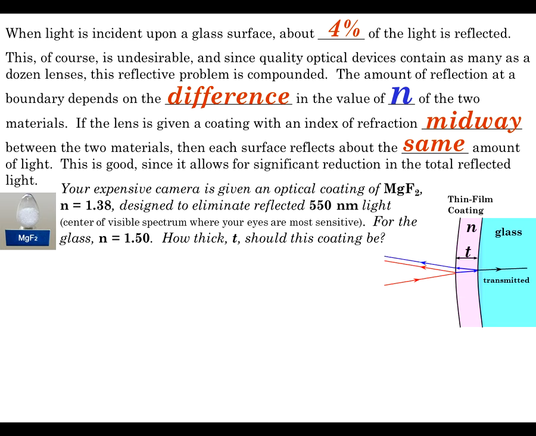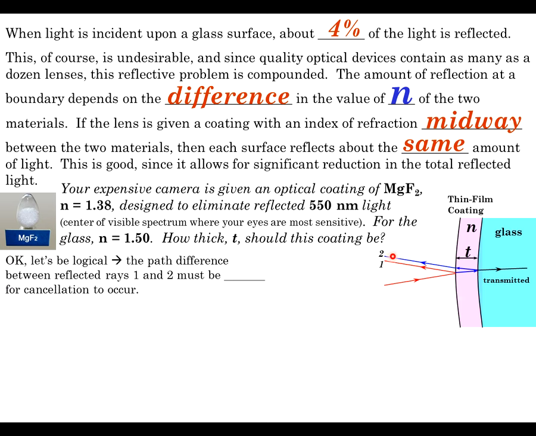And so what you want is for ray 1 and 2 basically to cancel. You want those canceling so you don't see the reflected light. Wouldn't that be wonderful? Light is reflected, but with this coating you can get it to destructively interfere. And so based on what I just said, we should be able to logically conclude what this path difference needs to be. If you want destructive interference, then what's the difference in the path length?